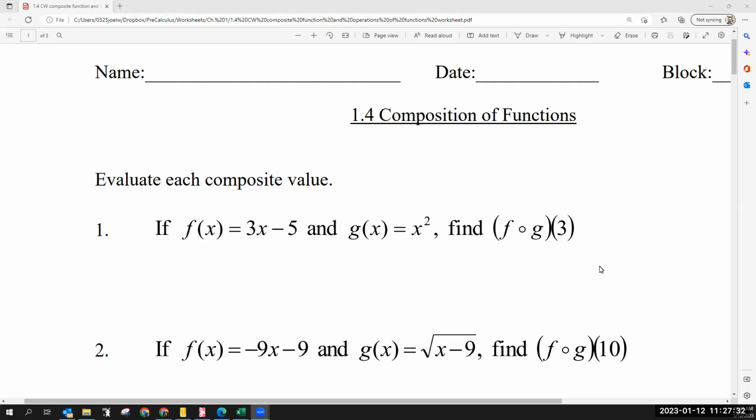All right, so today we are doing composition of functions. So 1.4, composition of functions.